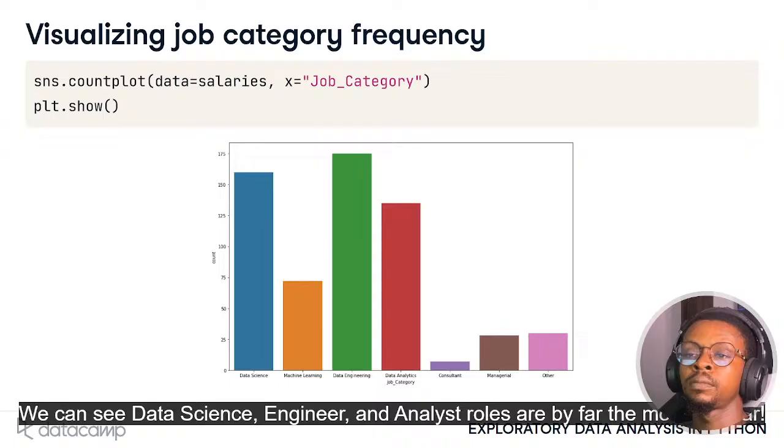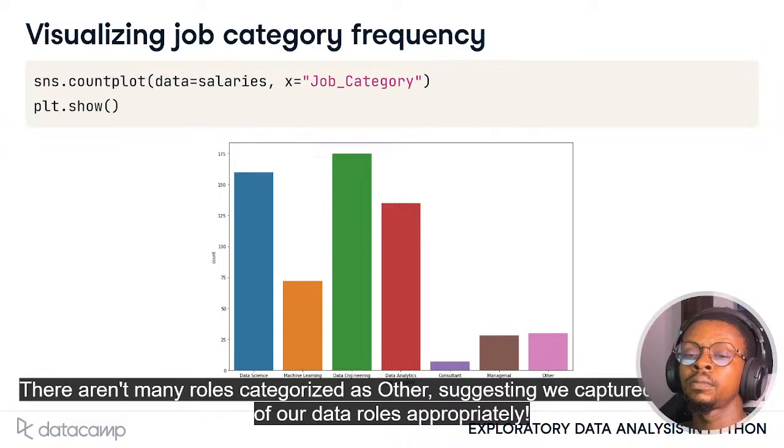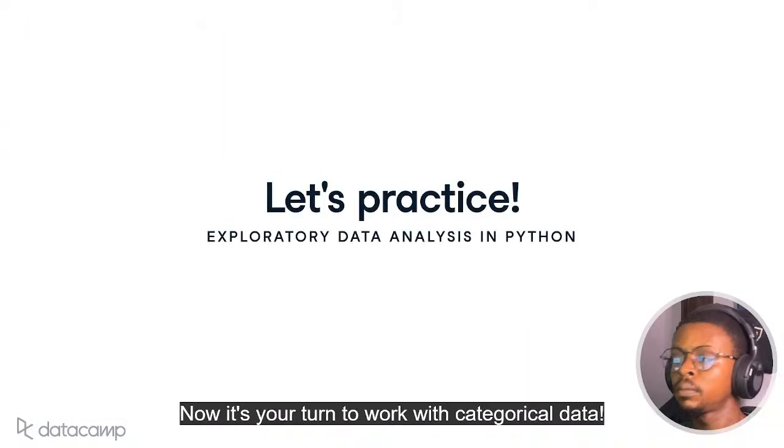We can see data science, engineer, and analyst roles are by far the most popular. There aren't many roles categorized as other, suggesting we captured the majority of our data roles appropriately. Now it's your turn to work with categorical data.